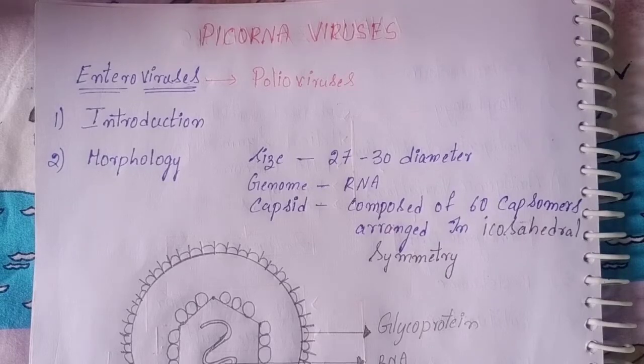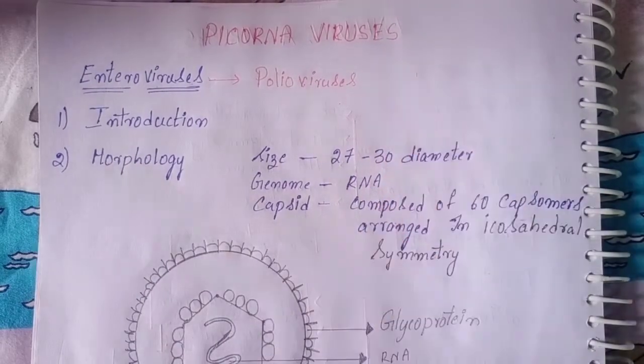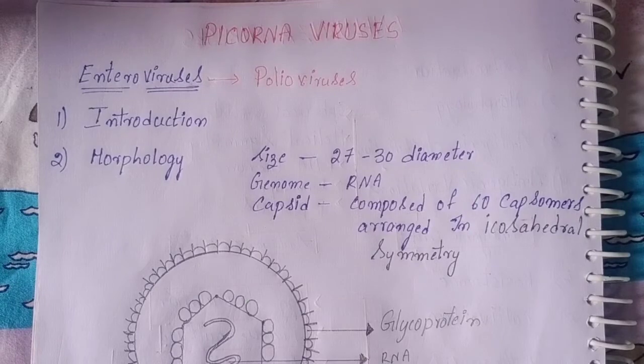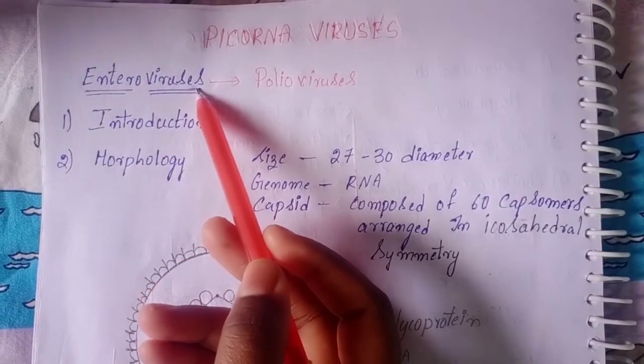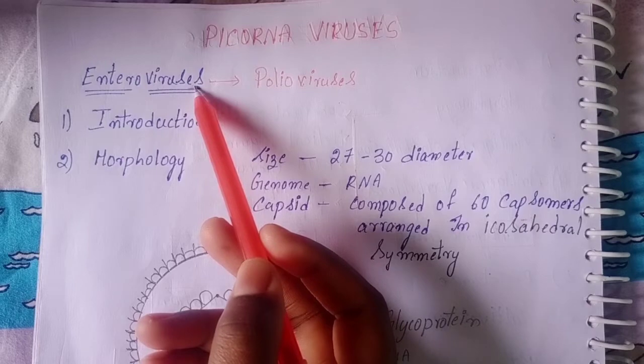Today's topic is picornaviruses. Picornaviruses belong to the family Picornaviridae. In the genera, enteroviruses, rhinoviruses, hepatoviruses, aphthoviruses, and cardioviruses are present. The name picornavirus is derived from the Greek word pico, meaning small.